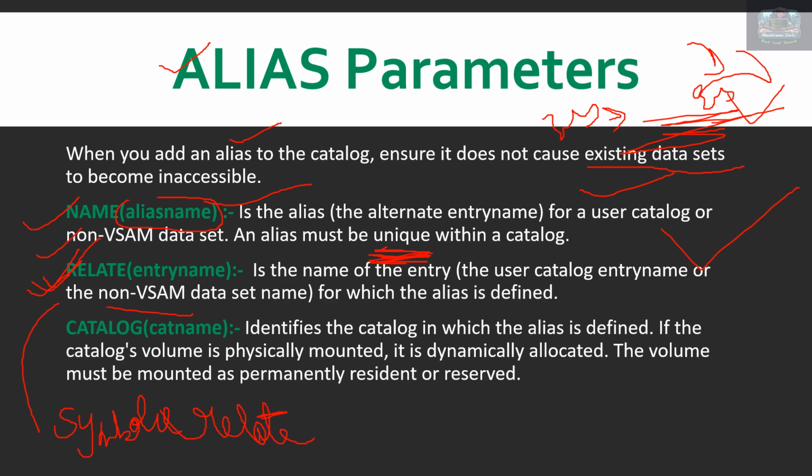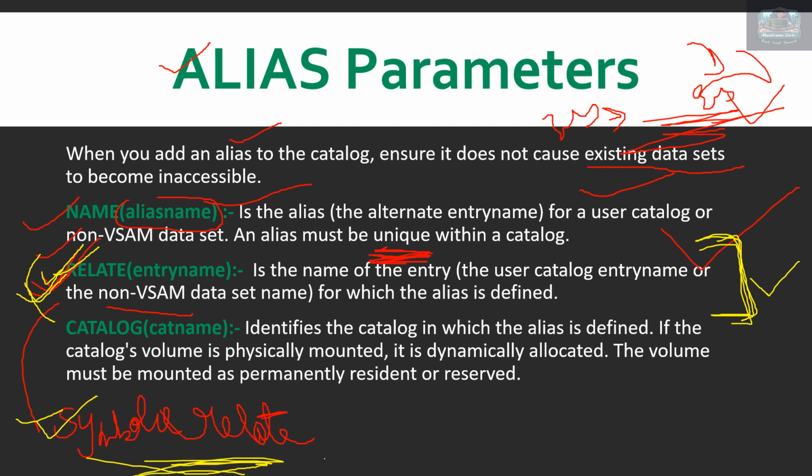If you are giving RELATE, you cannot give SYMBOLICRELATE. If you are giving SYMBOLICRELATE, you cannot give RELATE. RELATE is accessible to only a single system, even if that is a sysplex or whatever systems. So when you're defining an alias with RELATE, you can delete it in the same system. But when you're creating using SYMBOLICRELATE, you cannot delete that alias in one system.